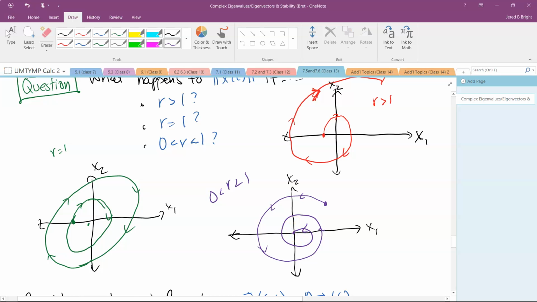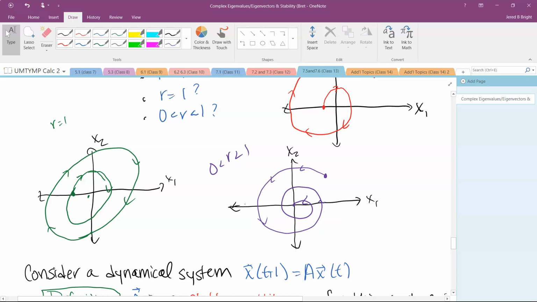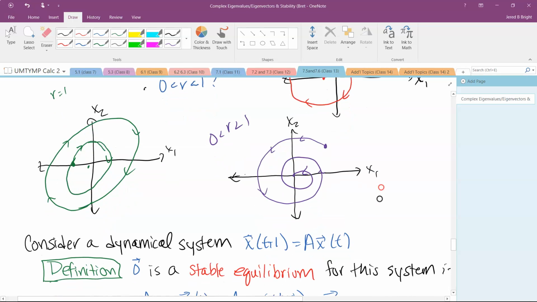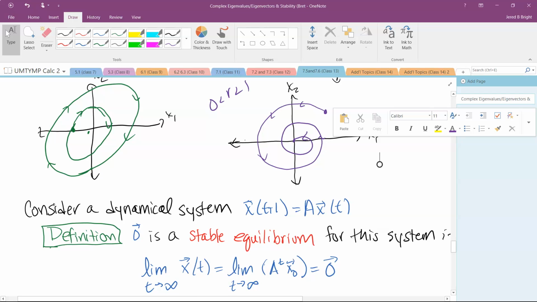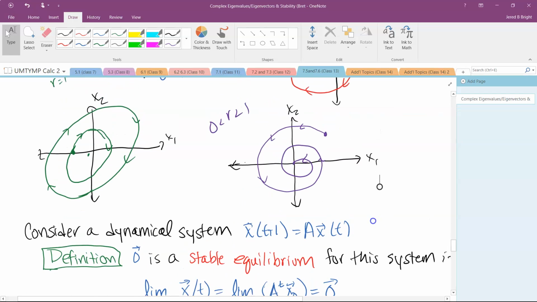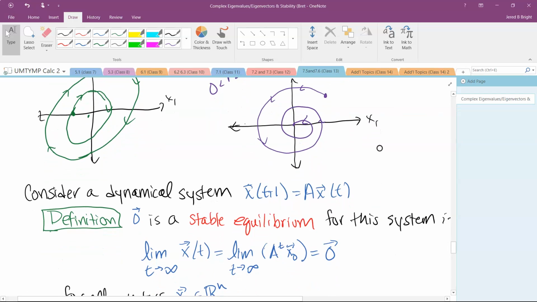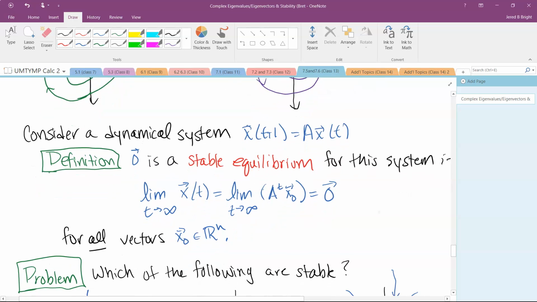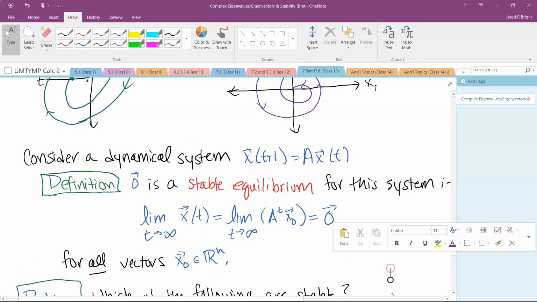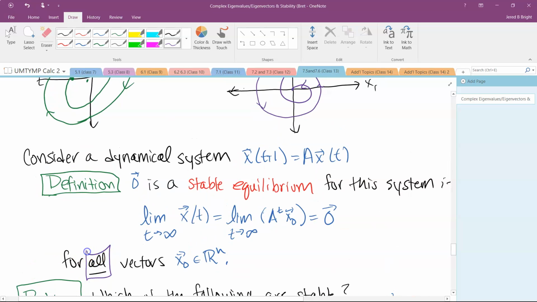Okay, so if we consider a dynamical system in general, what we're going to attach to each of these different cases is this idea of stable equilibrium, and that just means that it decays to 0 as we iterate through the system. That's really all it means. Okay, limit 0, for all vectors. That's another important piece, is that for any given initial value, you're going to decay to 0.